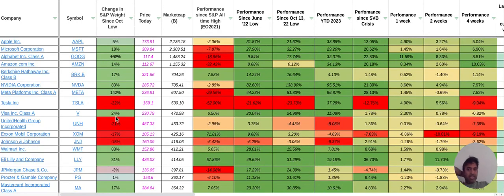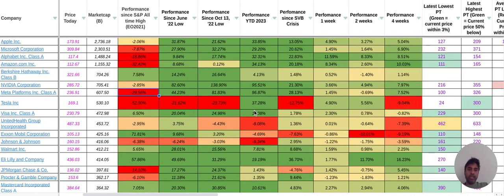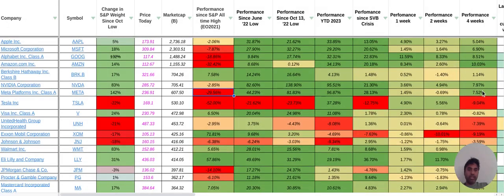Now I can see that, okay, this one, Meta, right? Since the October low, its market cap, its weight in the S&P, has gone up by 142%. However, since the high of 2021, it's still 30% down from the high, right? So it's not all a good story, but so far it's a nice story. In the last 4 weeks, it has gone 7% up. Since the SVB crisis, you can see that 28% up.